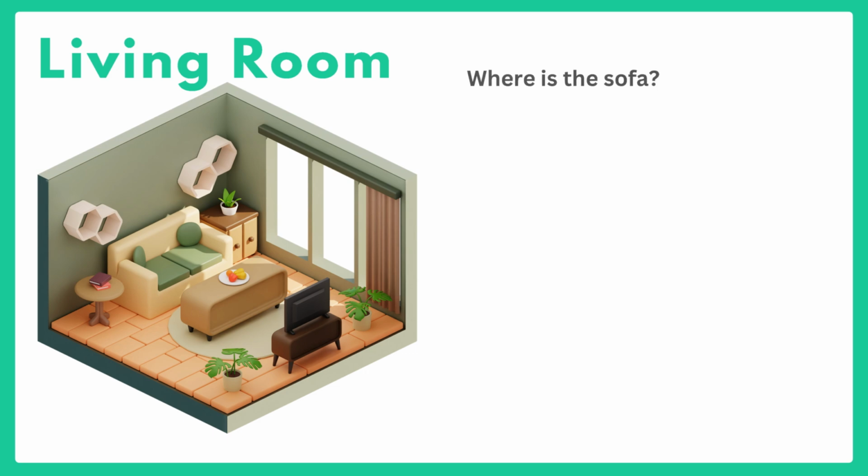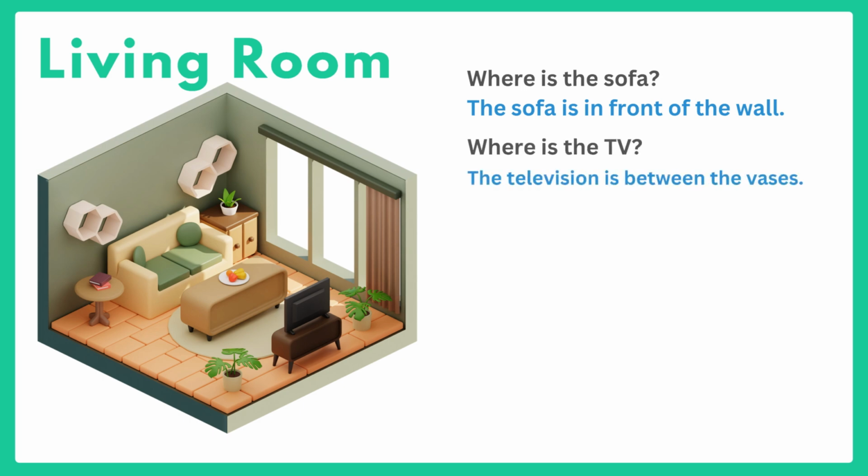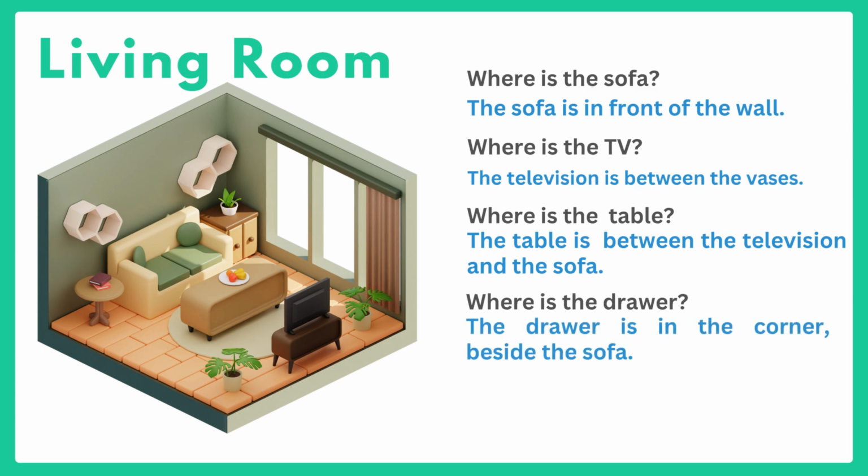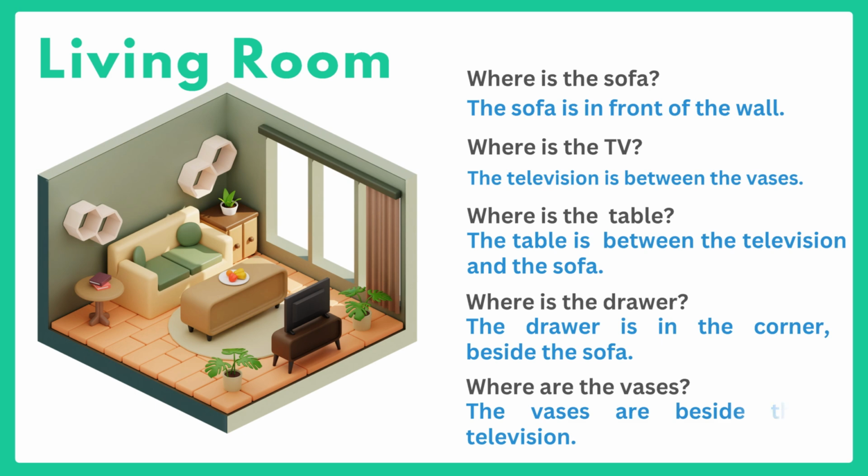Where is the sofa? The sofa is in front of the wall. Where is the TV? The television is between the vases. Where is the table? The table is between the television and the sofa. Where is the drawer? The drawer is in the corner beside the sofa. Where are the vases? The vases are beside the television.